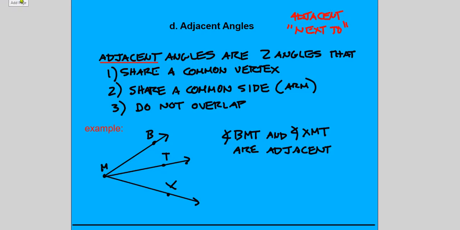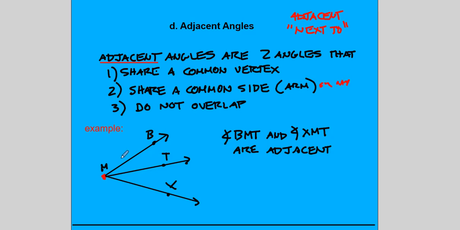Okay, next we're going to talk about adjacent angles. So 3 properties of adjacent angles that we need to be aware of. So adjacent, in layman's terms, normal terms, means next to. So like your next door neighbor's house is adjacent to yours. So adjacent angles are 2 angles that share a common vertex. So they have a common vertex, in this case in my diagram, M. They share a common side or arm or ray.